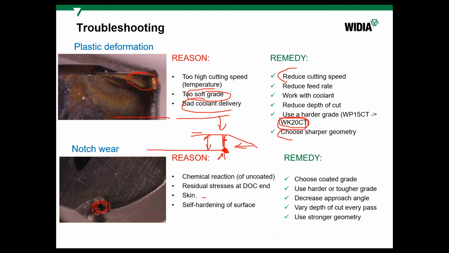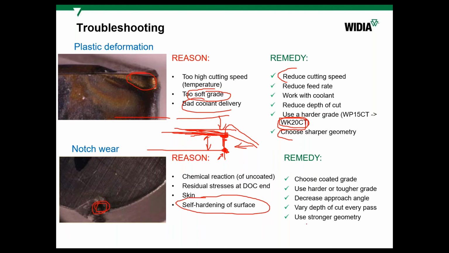Also, it can be because of the self-hardening of the surface. Very often we face that type of wear when we machine stainless steels or heat-resistant superalloys. So what's the self-hardening? We cut one pass, then we cut another pass. After the first pass, this area is hardened. Hardness can be increased almost up to 2 times, depending on the material. And after that, you will cut with this tool next time, and this layer will be much harder, and it will wear out the cutting edge.